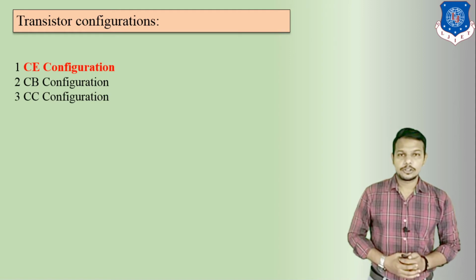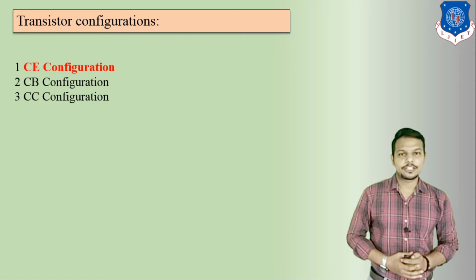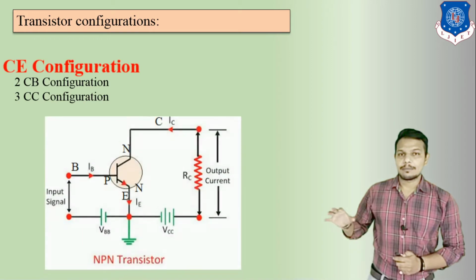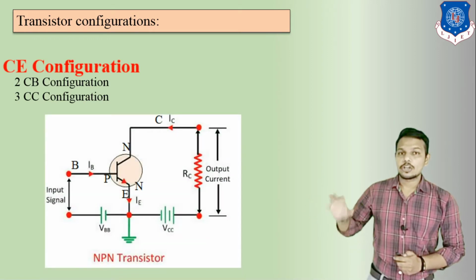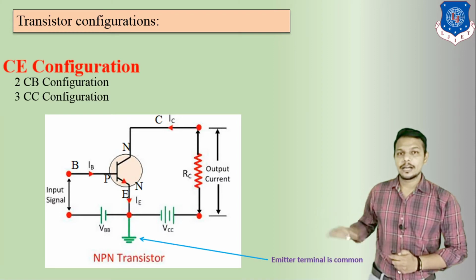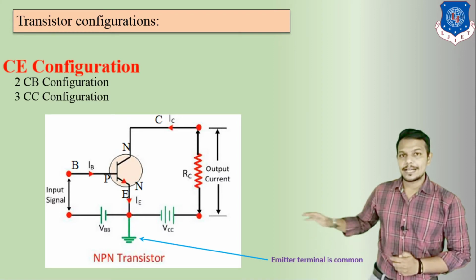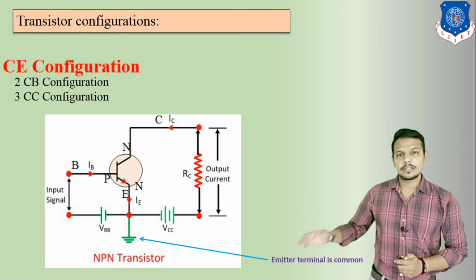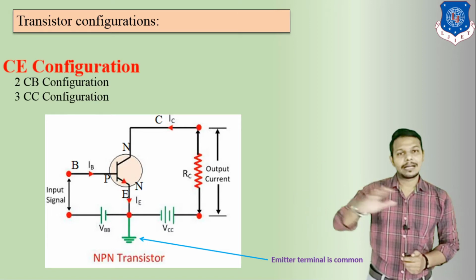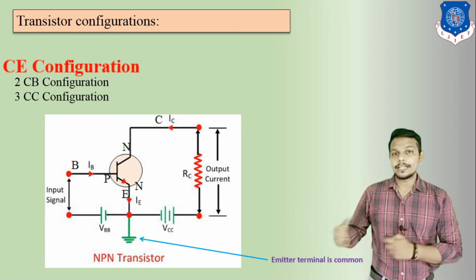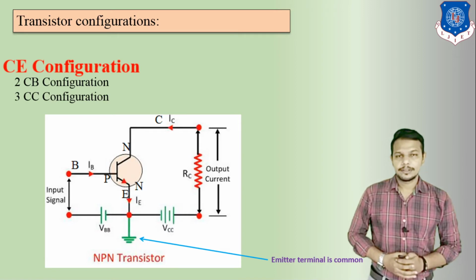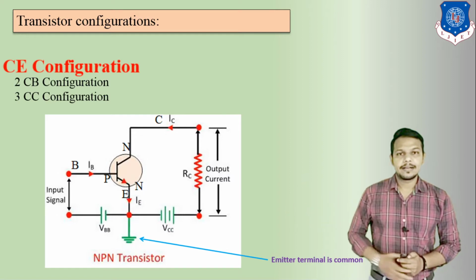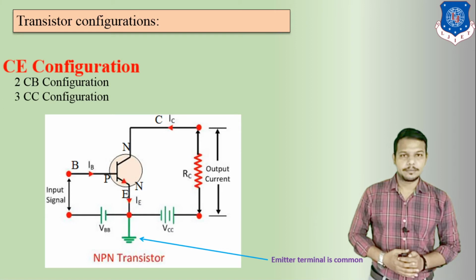In this lecture we are going to discuss the CE configuration only, that means common emitter configuration. So we take the emitter as the common terminal. In this circuit diagram we can see the emitter terminal becomes common. That means the base and collector terminals are used for input and output. Here as the input terminal we are using the base terminal, and as the output terminal we are using the collector terminal.